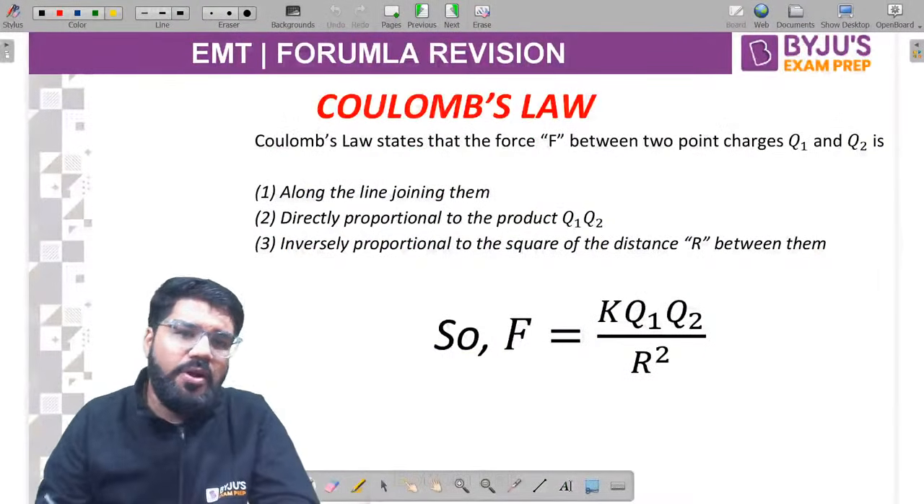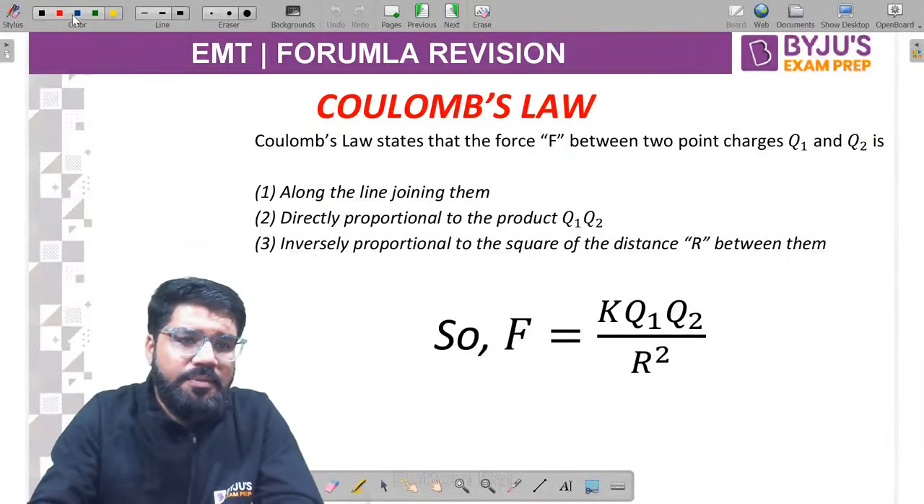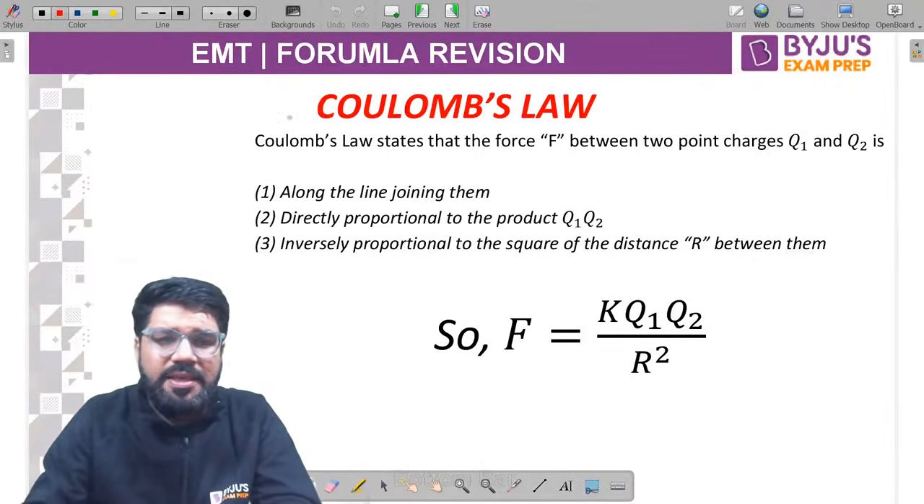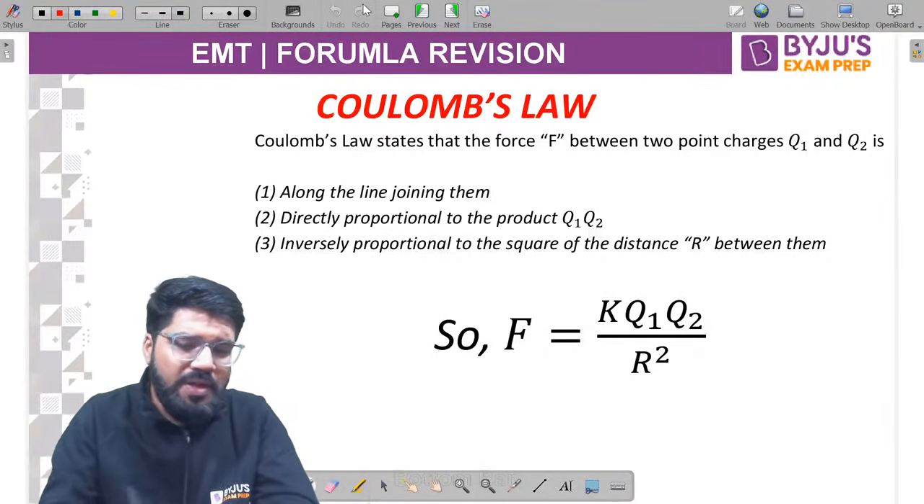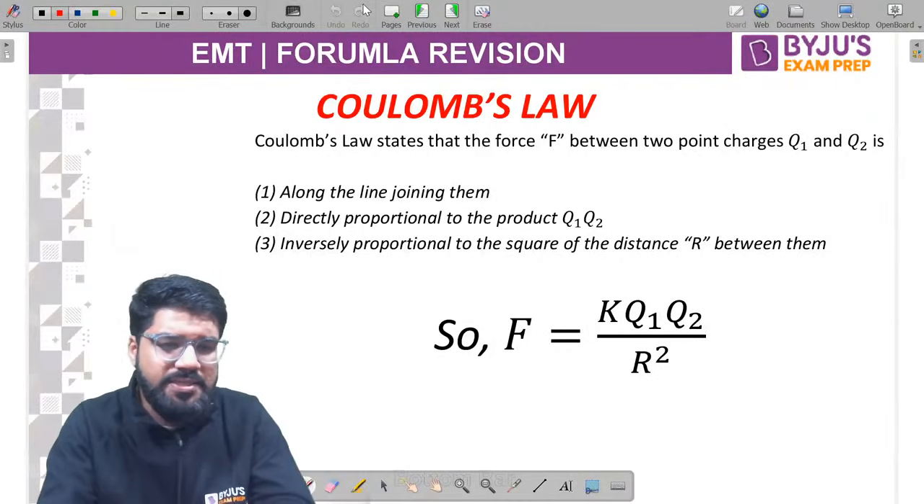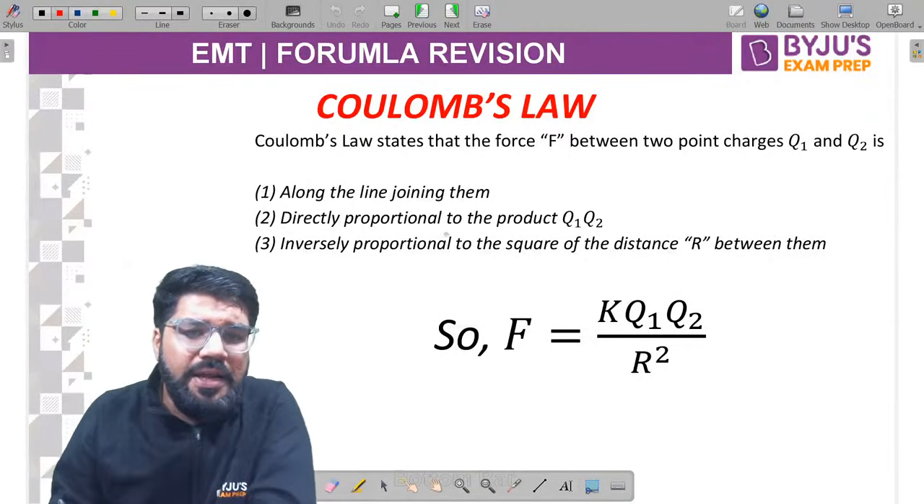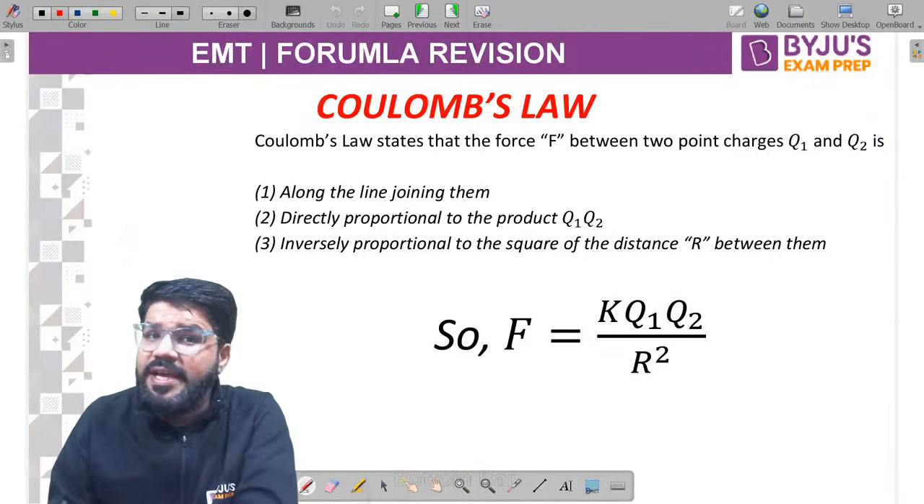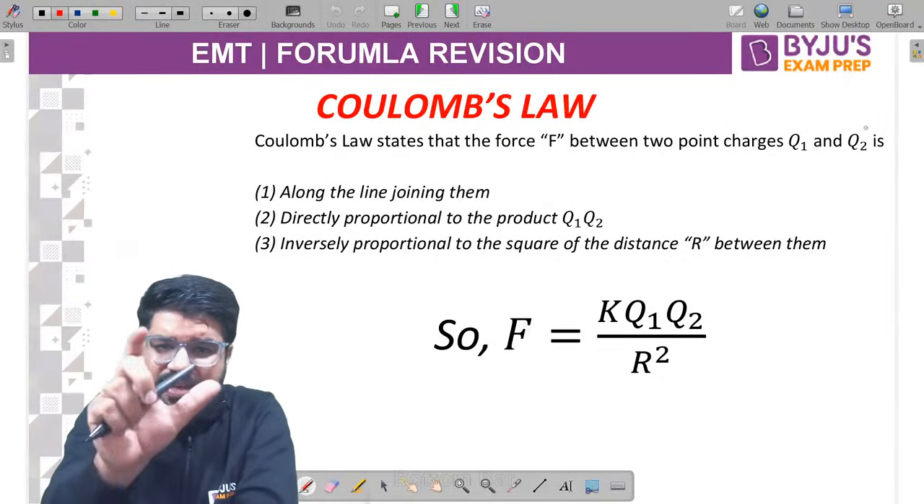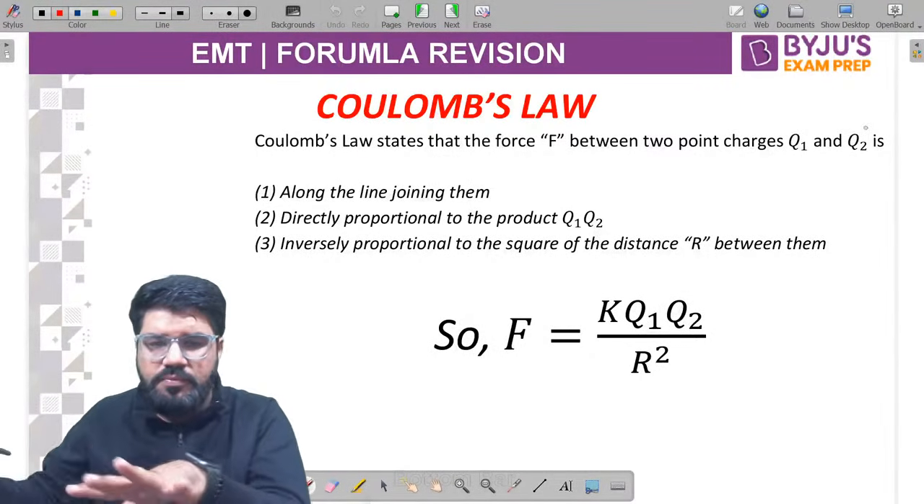The number one concept that is important to begin with in EMFT is the basic Coulomb's law. It is the basic law to study in electrostatic fields, and it states the force between two point charges. I will give you the final expression in the vector form also.